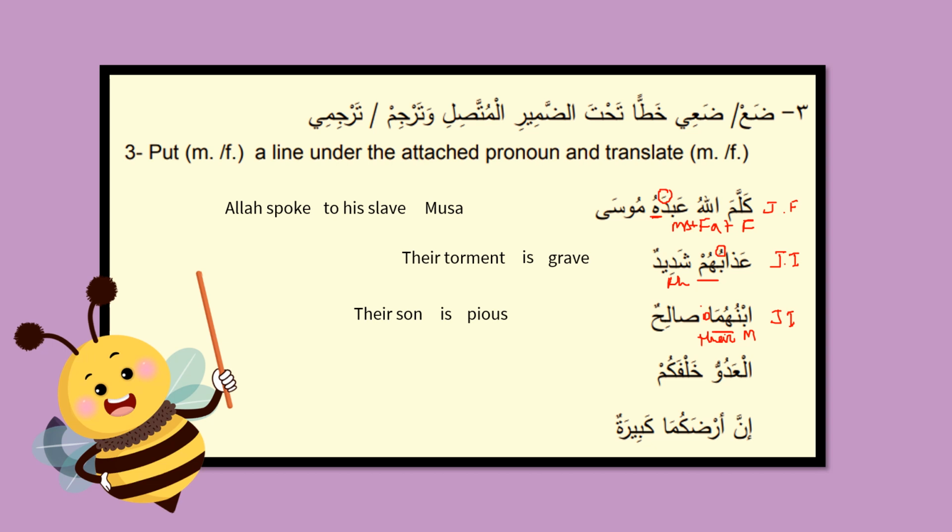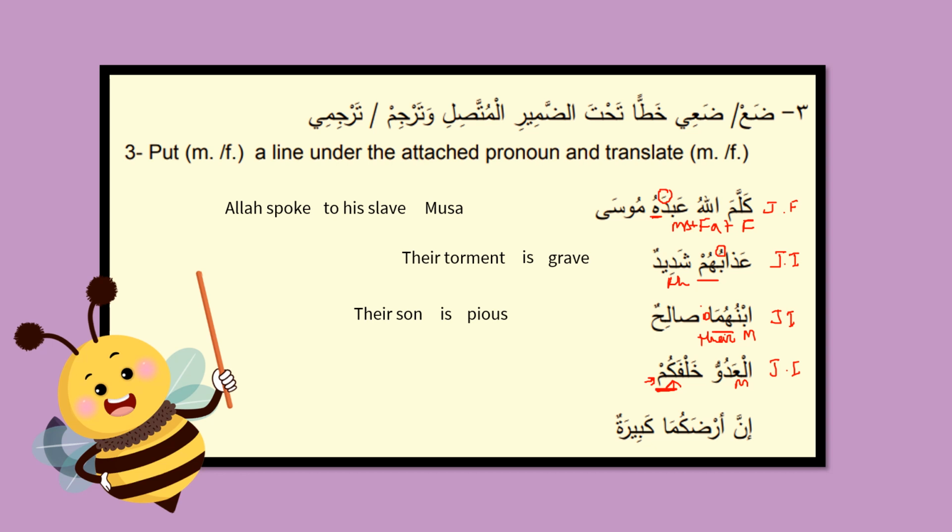Now the second one is al-adu. This is also jumla ismiya. Adu means enemy. So we have our mubtada and khalfakum. Where is our attached pronoun? Kum. Now this is from the mukhatib. How do you know? The kaf. The kaf is telling you it is from the mukhatib, and the meem with the sukoon is telling you this is for the male plural. So khalfa is a zarf.